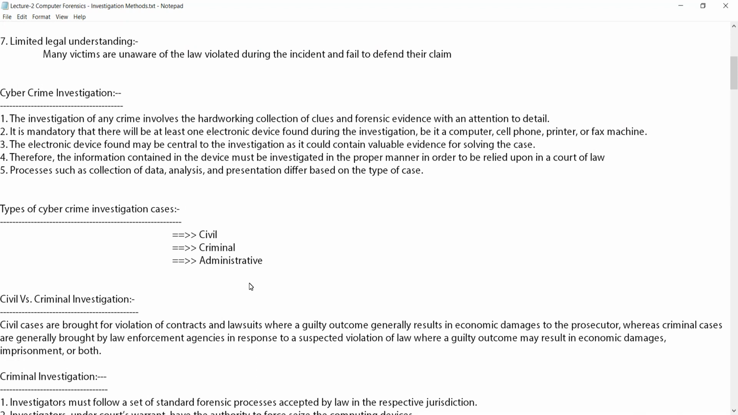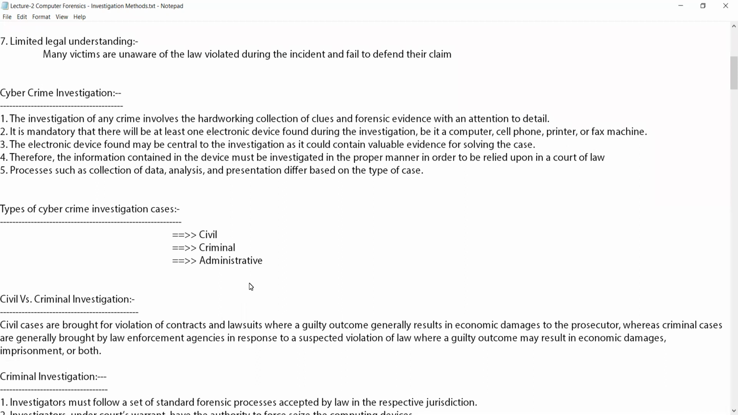Whereas in criminal investigation, criminal cases are generally brought by the law enforcement agency in response to a suspected violation of law, and a guilty outcome may result in economic damage, imprisonment, or both. If a cyber criminal is involved, that is a criminal investigation, so they will get punishment, including imprisonment, and also need to pay a fine related to that crime. This is handled by law enforcement agencies, which determine what type of crime the cyber criminal has committed. So this is a major difference between civil and criminal cases.